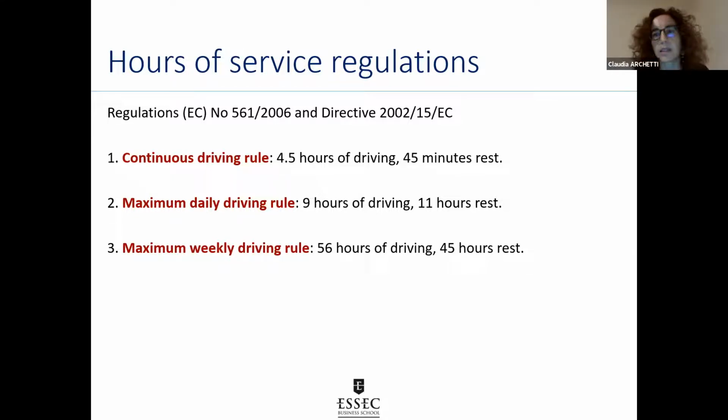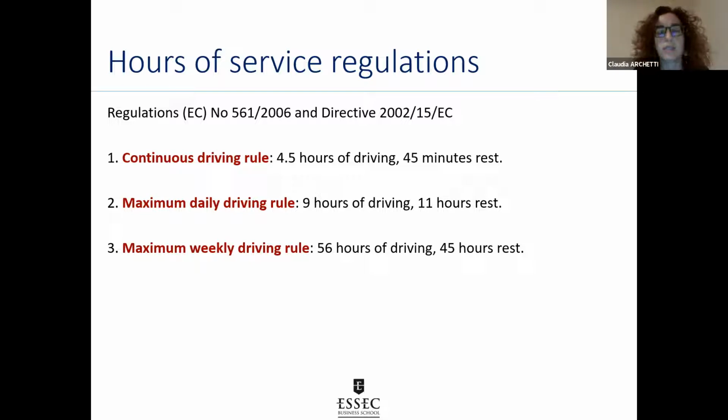After that, he or she has to make a break of at least 45 minutes. Then there is the daily driving rule. That is, in a 24-hour period, the driver cannot drive for more than 9 hours, and then it has to make a daily rest of at least 11 hours.